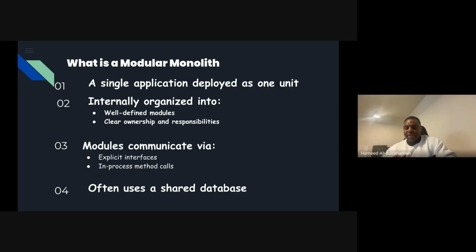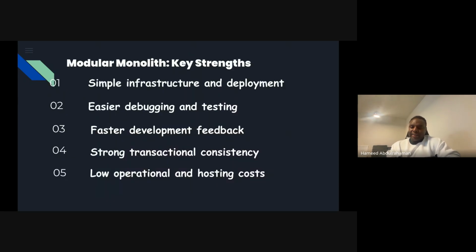So it's regarded as monolithic. So then what are the key strengths of it? It's a very simple architecture, like I said. It's just one single application unit that you can deploy in a singular way, so you don't even need all the overhead of DevOps and the likes.